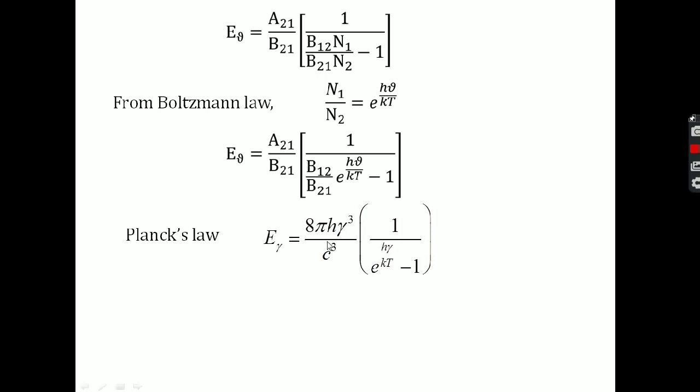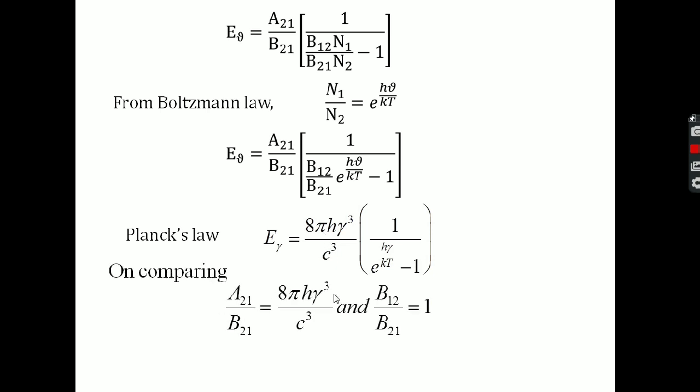Now I am going to compare these two equations. The reason is that this is the equation applicable to all the sources that have the ability to emit radiation. This is also the expression for the energy of the radiation itself. Therefore, both should be similar. In that case, in the place of A21 by B21, we have 8 pi h nu cube by c cube. Therefore, you can write that A21 by B21 is equal to 8 pi h nu cube by c cube. And in the place of B12 by B21, what do we have? We have unity. Therefore, B12 by B21 is equal to 1.